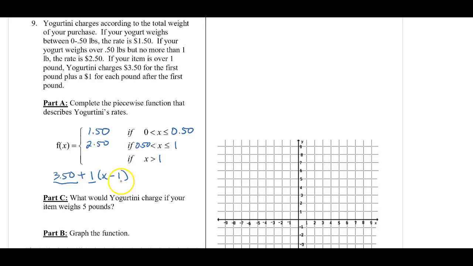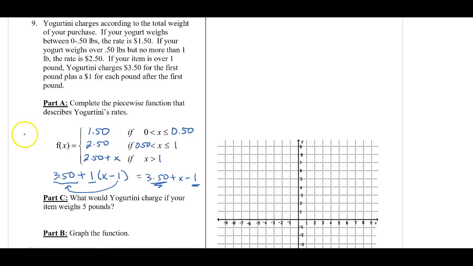x is the number of pounds, but we have to take away that first pound because that first pound was already included in the $3.50. So if we simplify this a little bit, we get $3.50 plus x minus 1. We can combine some like terms, and we get a final answer of $2.50 plus x.